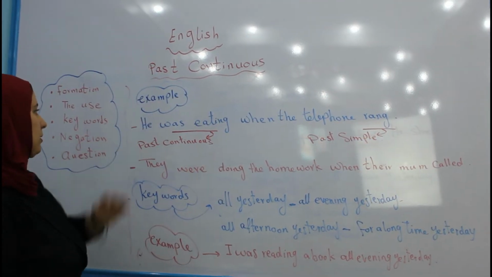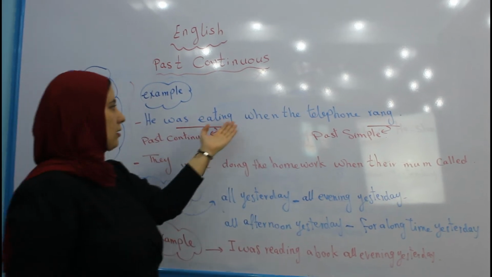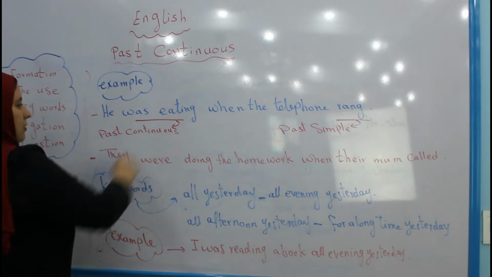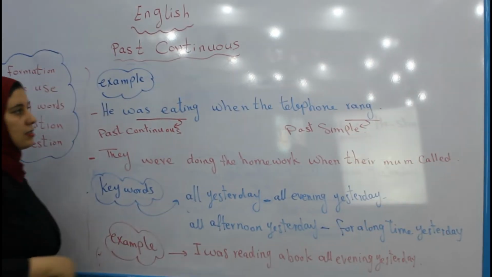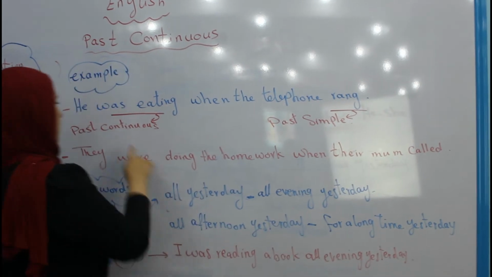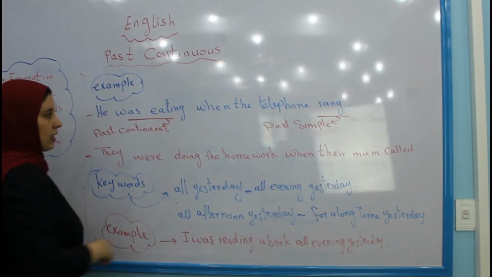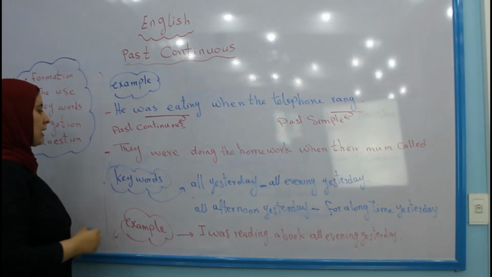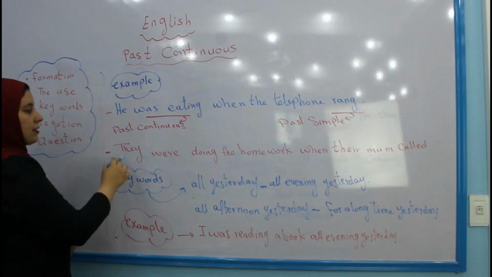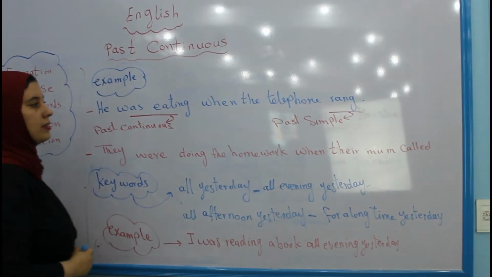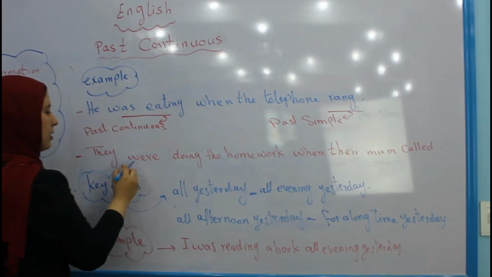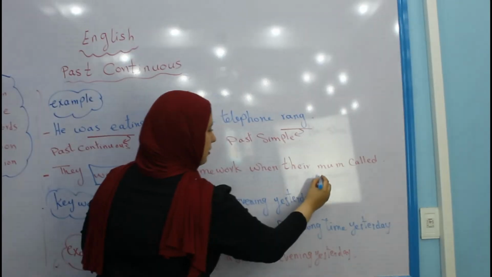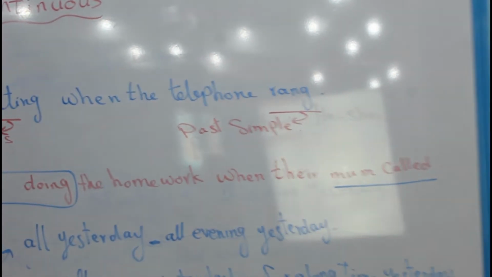Now we will have an example. He was eating when the telephone rang. Was eating is past continuous. Telephone rang is past simple. This is the first action, and this is the short action that interrupted the past continuous. Another example, they were going to work when their mom called. Were going is past continuous. Their mom called is past simple.